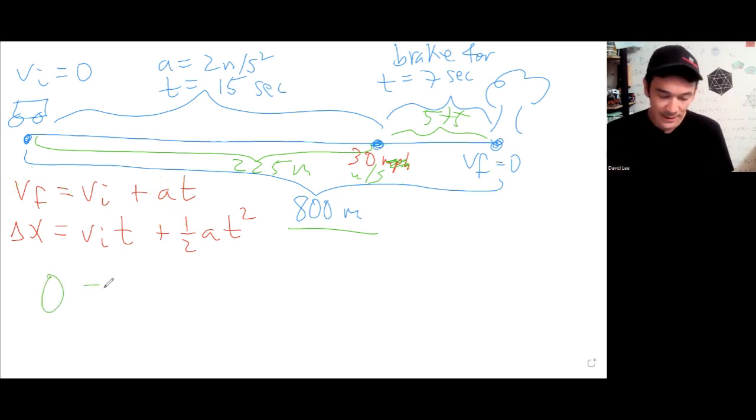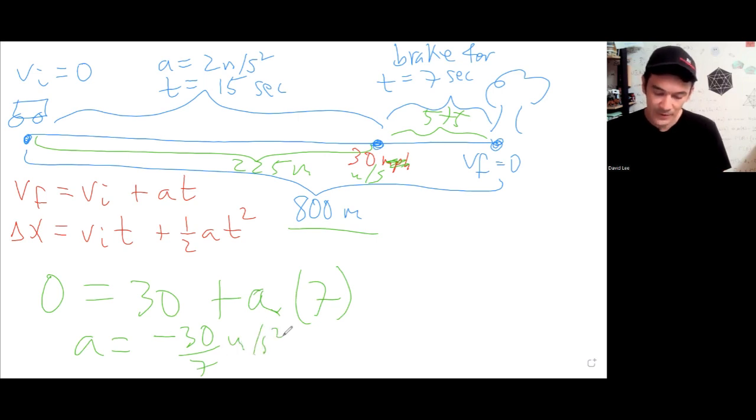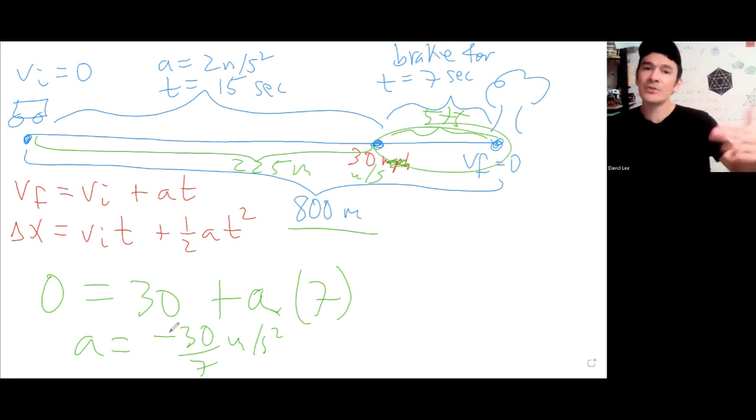So final velocity is going to be 0. Initial velocity was 30. Acceleration is unknown, but the time is 7 seconds. So that'll tell you that the acceleration is negative 30 over 7 meters per second squared. So that's the acceleration for the second part of the trip, and it's appropriate that it's negative because you're slowing down, which means negative acceleration. So let me just jot down here that the acceleration is negative 30 over 7.